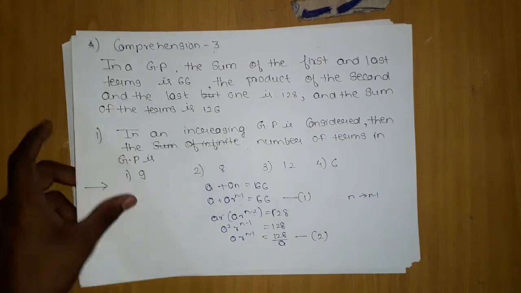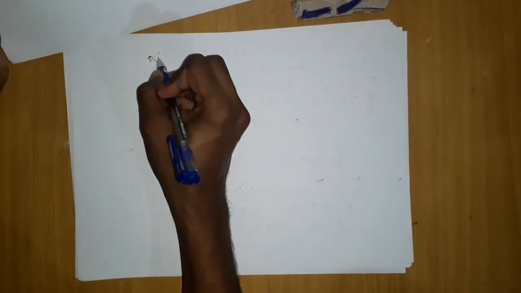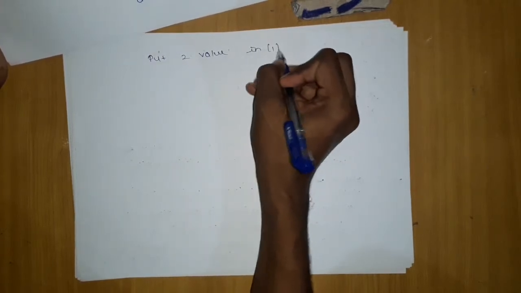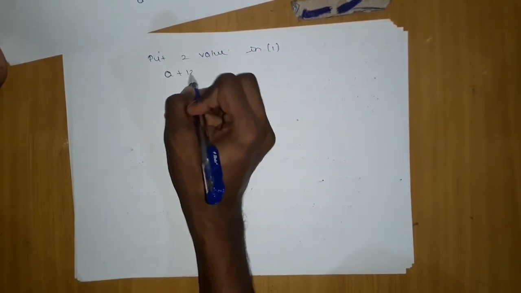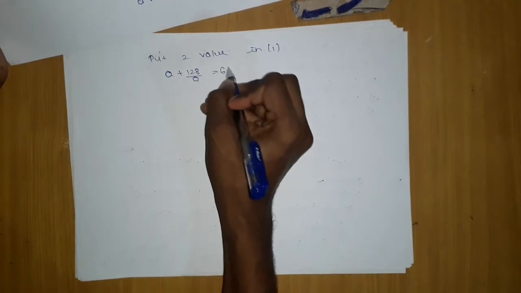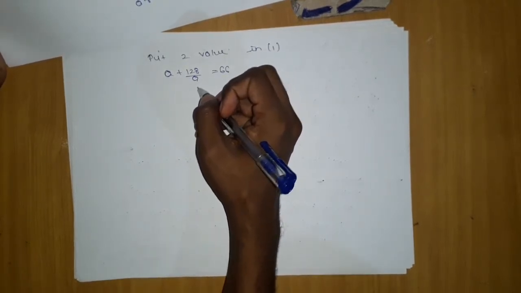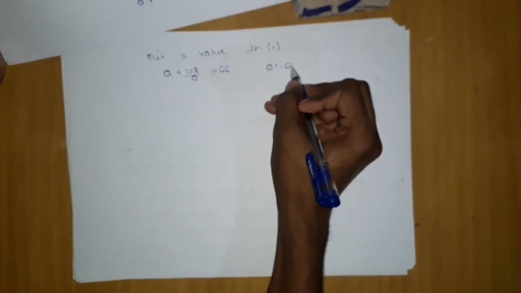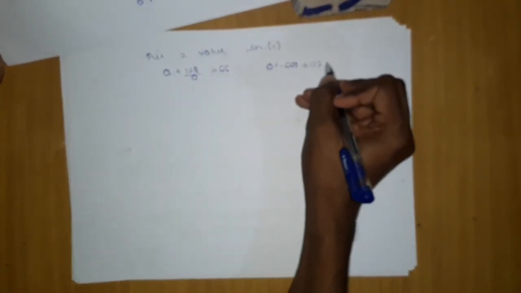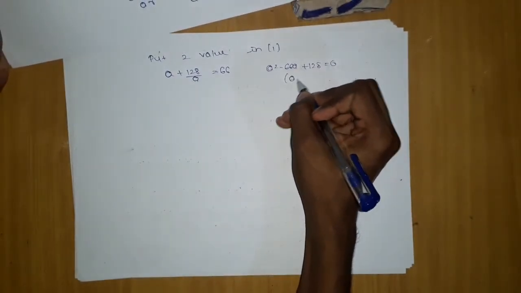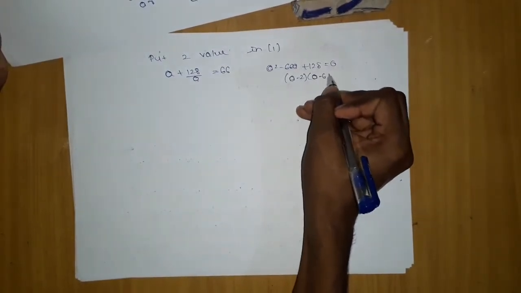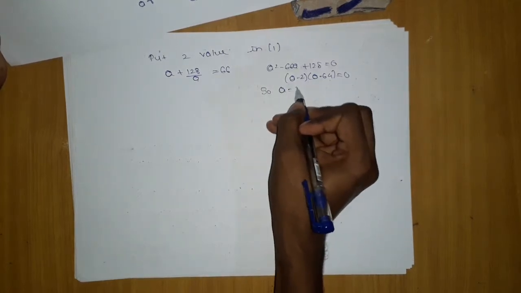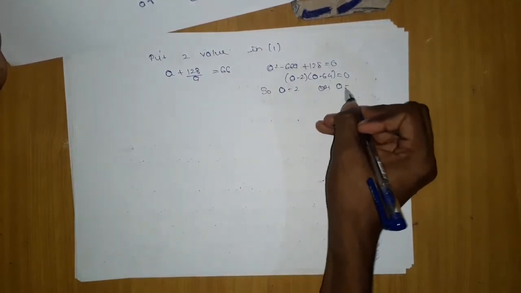I will put this value in equation 1, which will give me a plus 128 by a equals 66. If I cross multiply, it gives a square minus 66a plus 128 equals 0, giving me (a minus 2) into (a minus 64) equals 0. So a can be equal to 2 or a can be equal to 64.